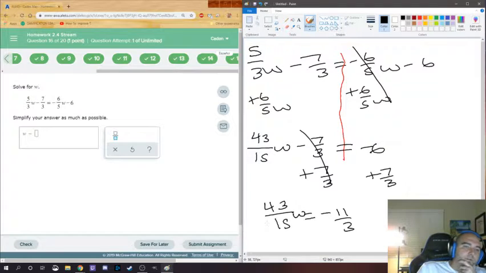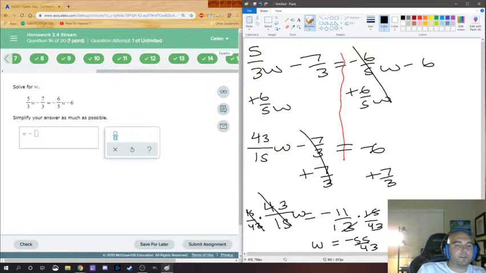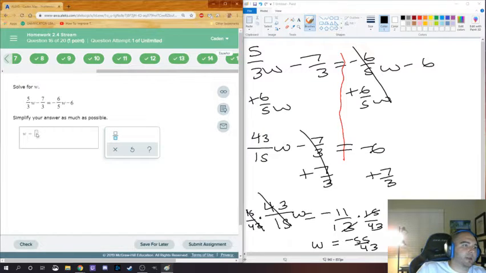Okay, so now to get rid of 43/15, I need to multiply both sides by the reciprocal, 15/43. And the result is I get W only on the left. And then this whopping number, well, before I get a whopping number, 3 and 15 can reduce to 5 over 1. So 11 times 5 is 55, and 1 times 43 is 43, so negative 55/43 is my answer.